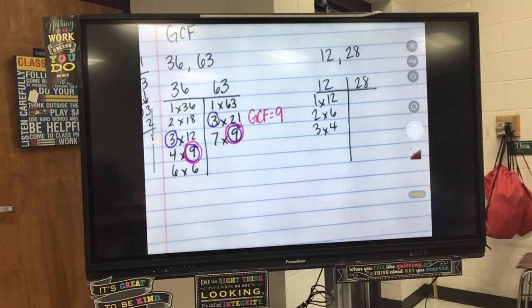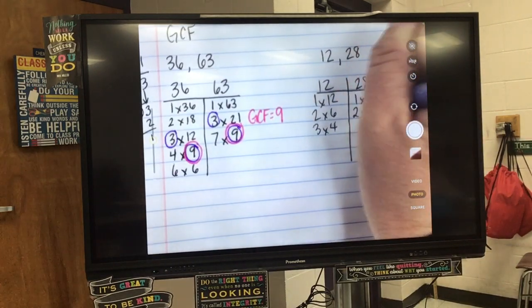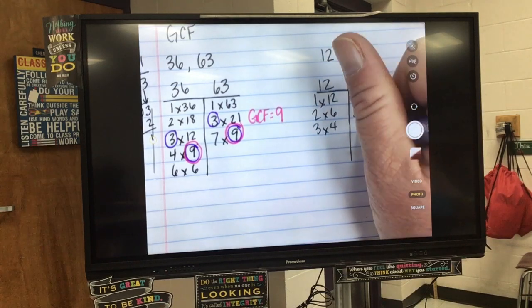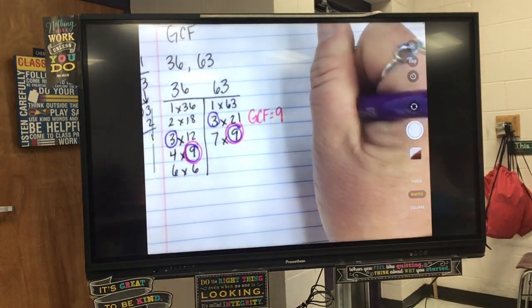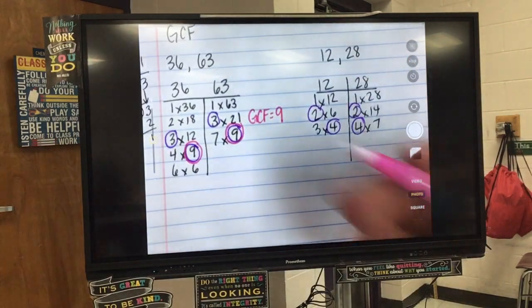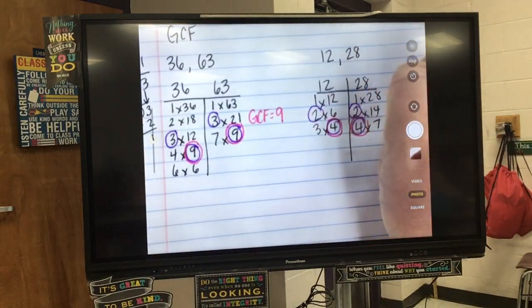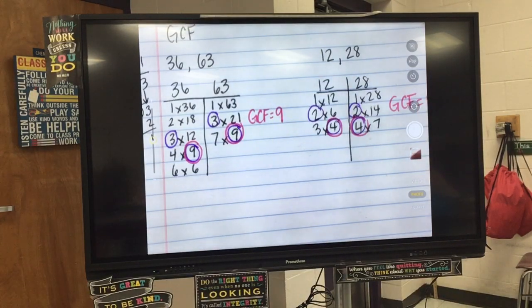Cam's group. Someone from Cam's group, give me the factors for 28. What is it? 4 times 7. Okay, anything else? Anything else works? You guys, thumbs up if you agree. What are your common factors? Andrew? 4 and 4. And what is your GCF? 4. Okay. How do we feel about it?